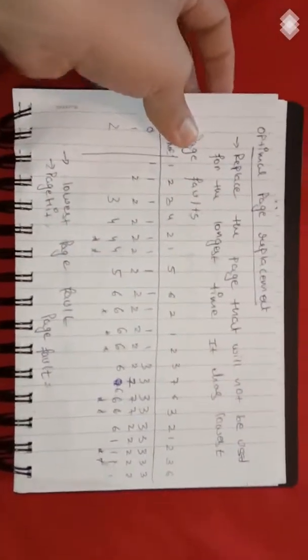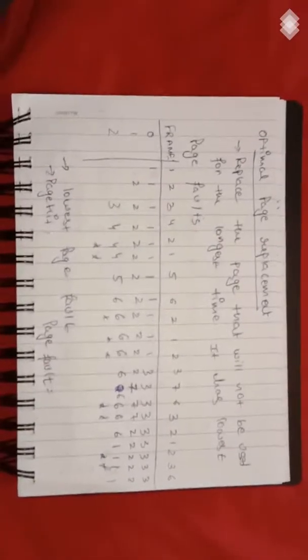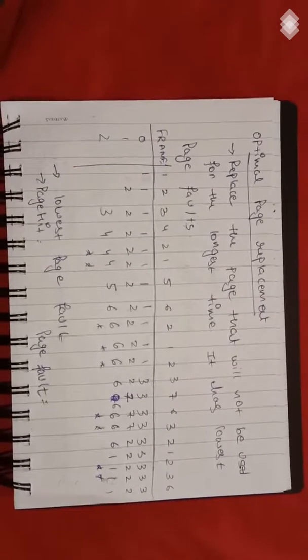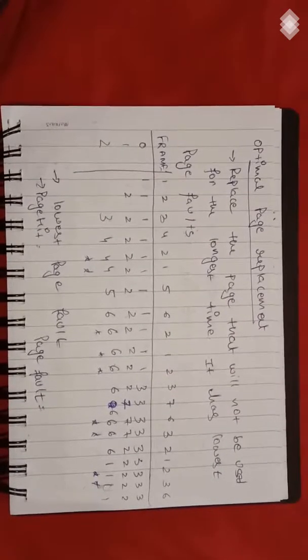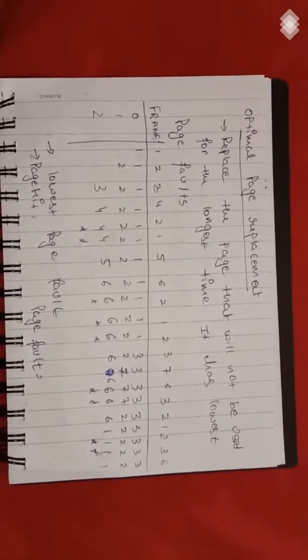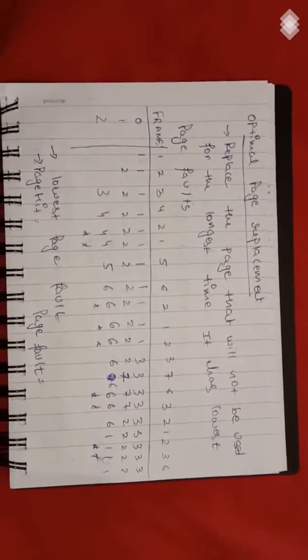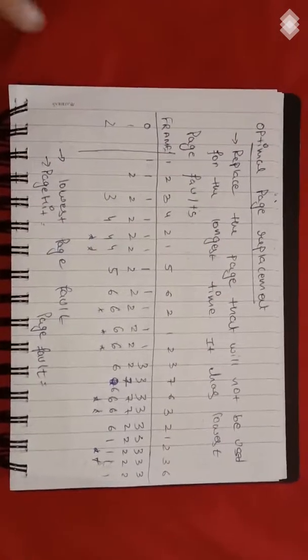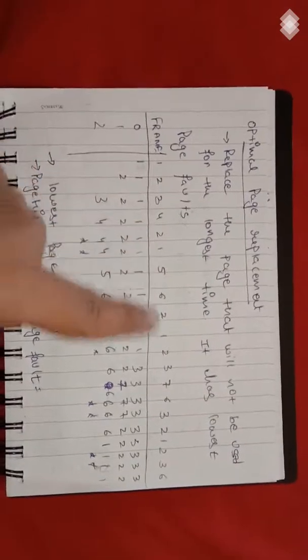Now we will be looking towards the optimal. In optimal, replace the page that will not be used for the longest time. It has the lowest page faults. So the page faults in optimal are always lowest as compared to both of them, that is FIFO and LRU. So the frames here are 0, 1 and 2, and this is the string.